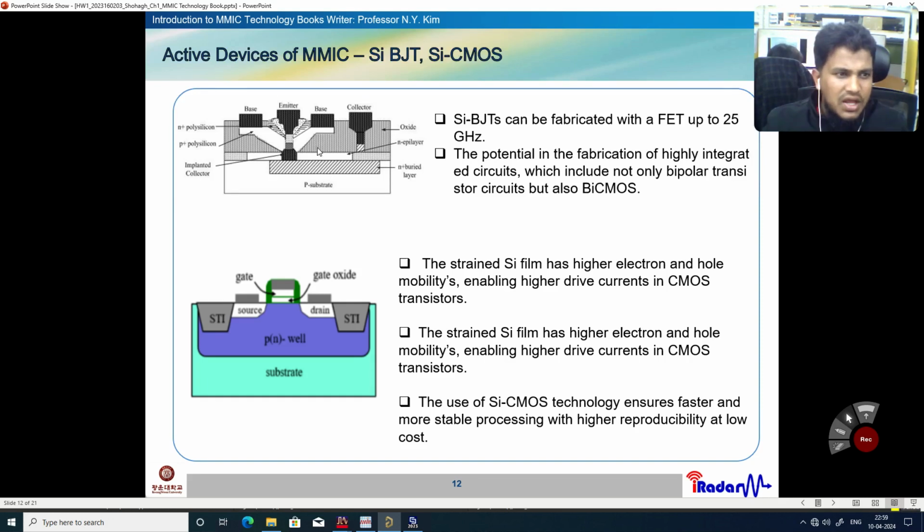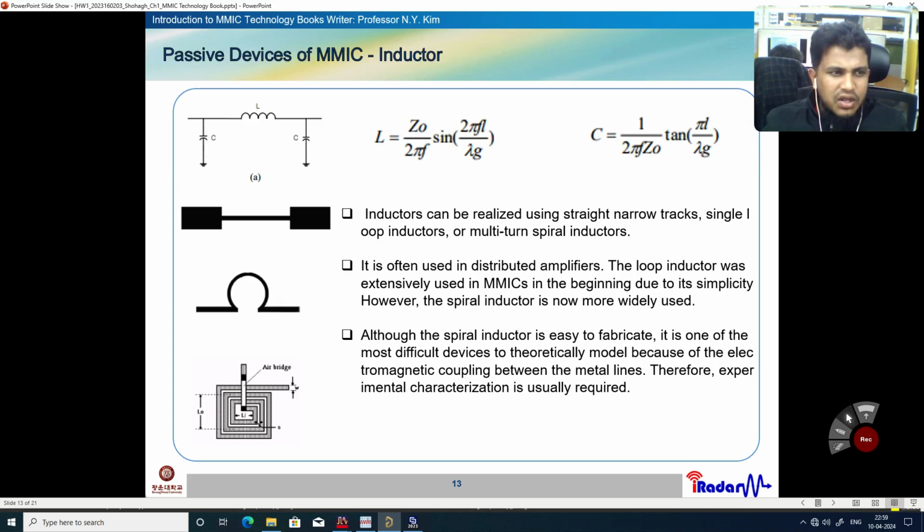And this is the BJT, bipolar junction transistor, cross-sectional view of bipolar junction transistors. So this is the front view of a transistor. Substrate, P channel, source and drain are there, and in the middle between source and drain there is a gate voltage. Gate voltage is used to control the P channel of the transistors. So now we can introduce the passive devices of MMIC technology.